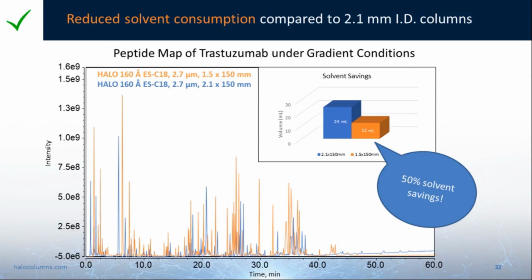In terms of reduced solvent consumption compared to 2.1 millimeter ID columns, we're running at half the flow rate compared to a 2.1 millimeter ID column. So what that means is we're saving 50% of the solvent. So just by running at the reduced flow rate for that particular 1.5 millimeter ID dimension, you can save half of the solvent, and also that would translate to the solvent lasting longer and reduce solvent disposal cost.